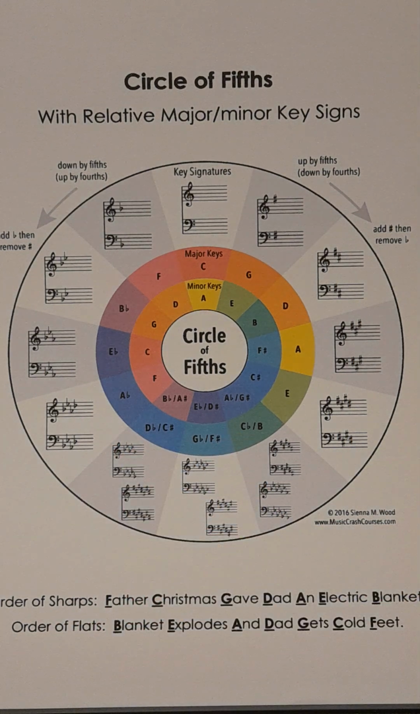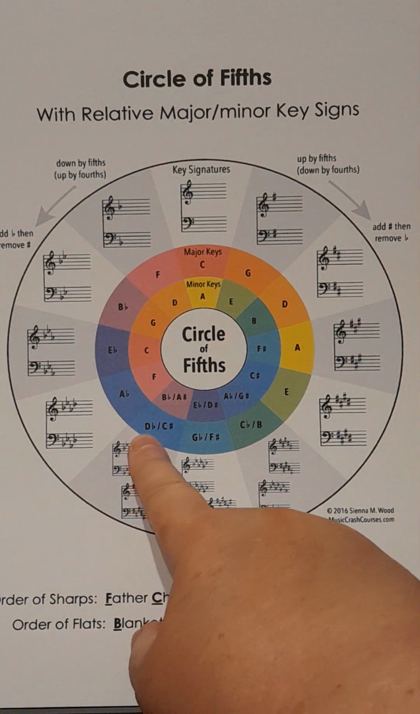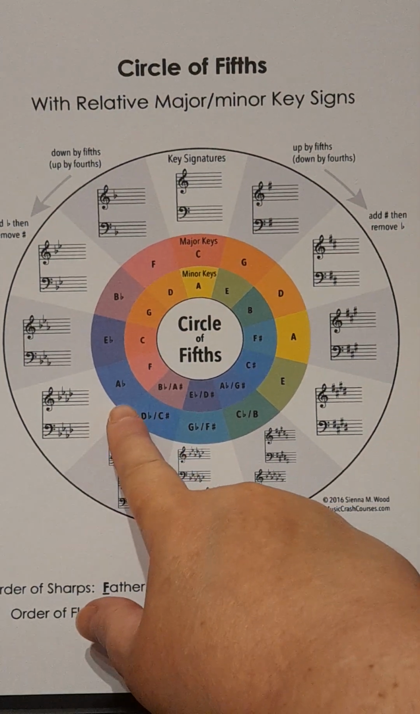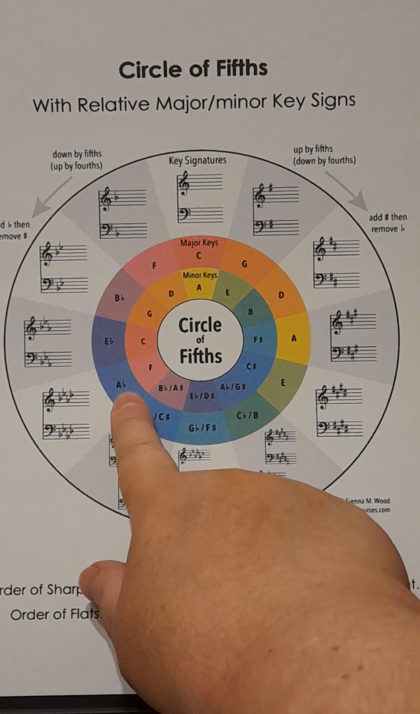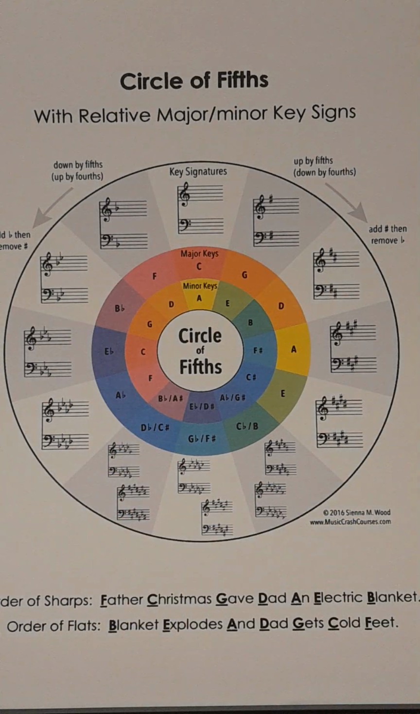So let's hear the D flat major scale. D flat, E flat, F, G flat, A flat, B flat, C, and D flat. That's 5 flats for the D flat major scale. If we went to the 5th note of the D flat major scale, we'd end up on A flat. D flat, E flat, F, G flat, A flat is the 5th note.